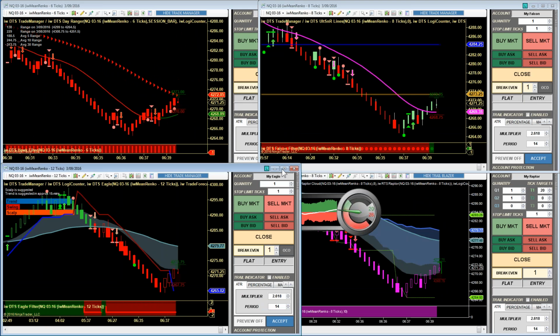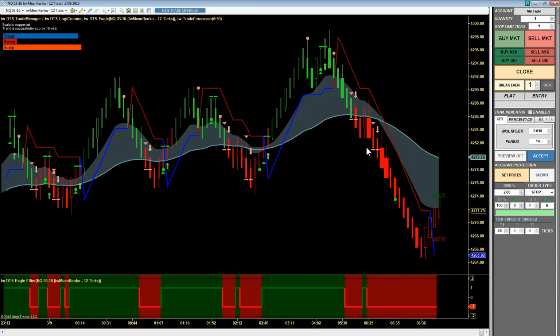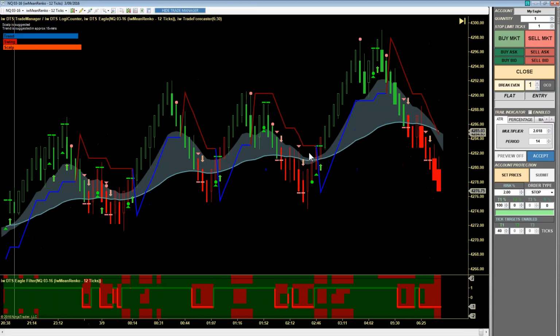Did we get a signal on the Eagle? We did, but honestly, this would have been difficult to take. This signal printed right around the open. And again, no real test of the extreme. So when we're looking at it like this, the market still looks rather sideways, right? It's up, it's down, it's up, it's down, it's up, it's down. No real hint on the Eagle as to the trend, even though we're printing a signal.